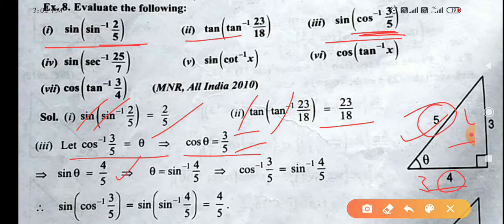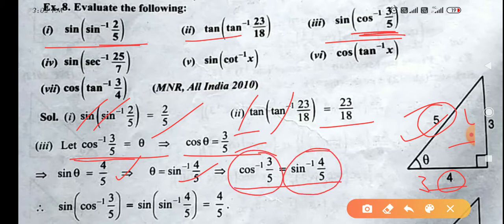Then theta will be sine inverse 4 upon 5. Theta means, you know, cos inverse 3 upon 5. So cos inverse 3 upon 5 equals sine inverse 4 upon 5. In place of cos inverse 3 upon 5 you can put sine inverse 4 upon 5. Here you can see the self-adjusting property you can apply. So the answer will be 4 upon 5.